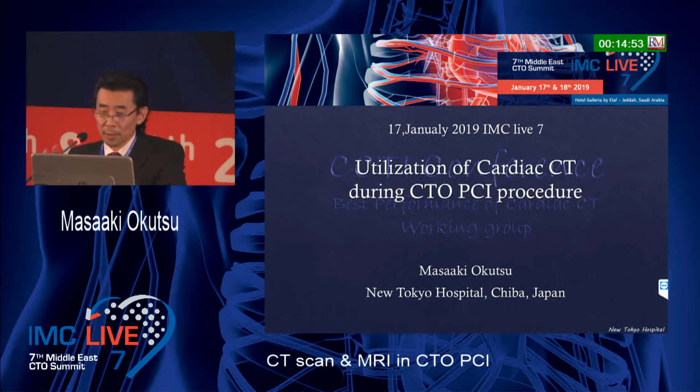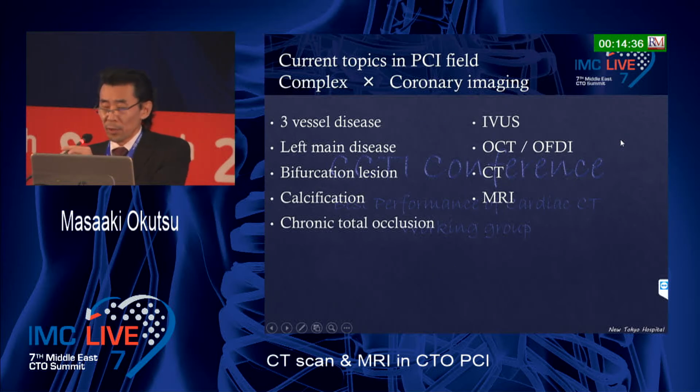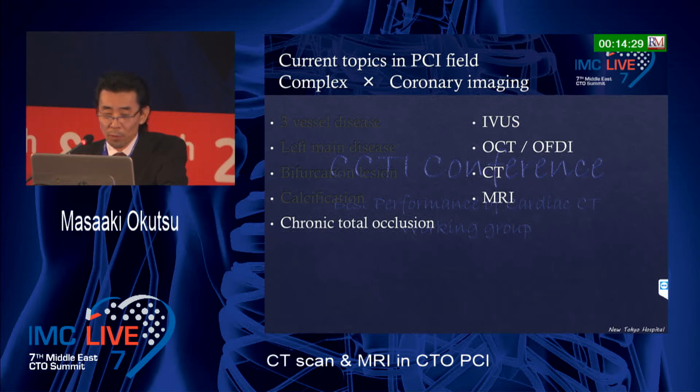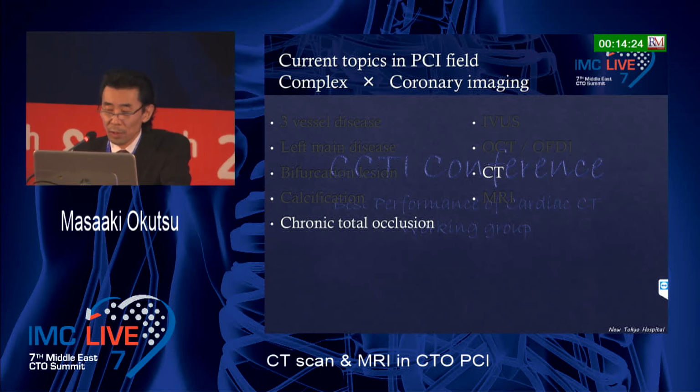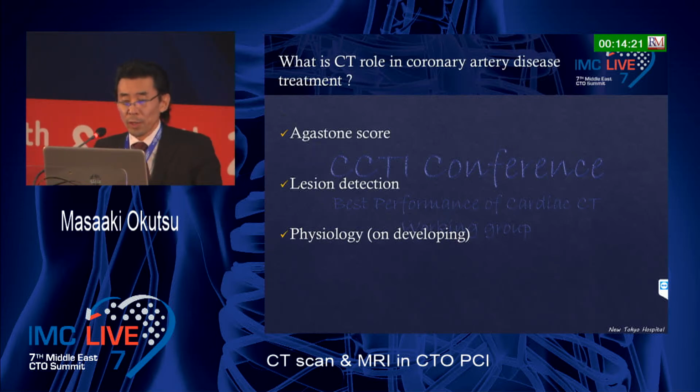And my topic is cardiac CT. I'm sorry, not MRI. That's only about CT, how to utilize this image for the CTO PCI procedure. Recently, we have many topics in coronary intervention, and this conference is focused on the CTO, and my topic is coronary CT. And usually the CT is used to check the lesion.